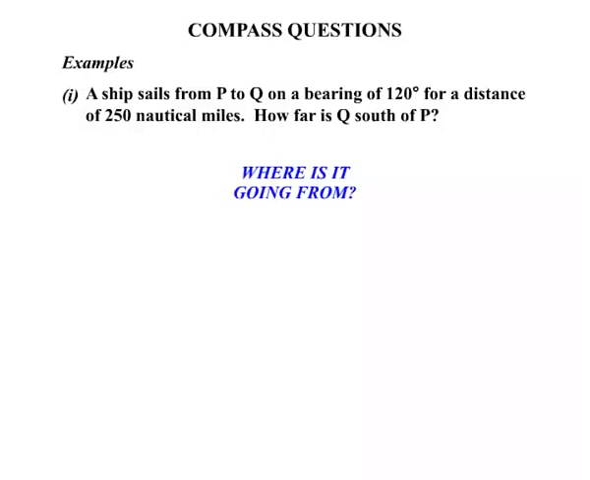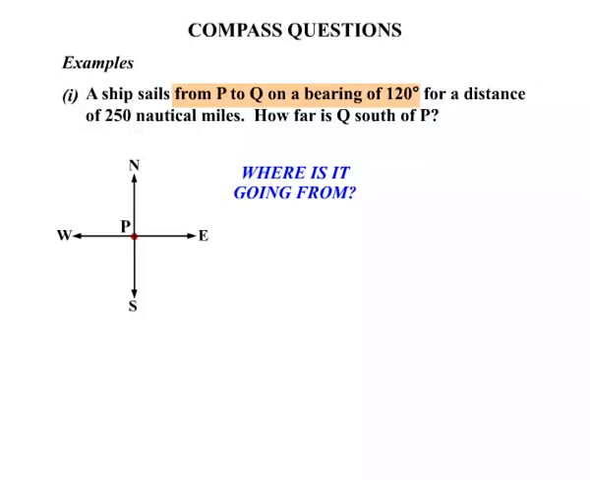Well, the first thing I'm going to ask you is, where is the ship going from? Okay, where is it sailing from? It's sailing from P. And the reason we need to identify that is when we draw our diagram, we're going to start at that point P and draw our compass directions through that point.